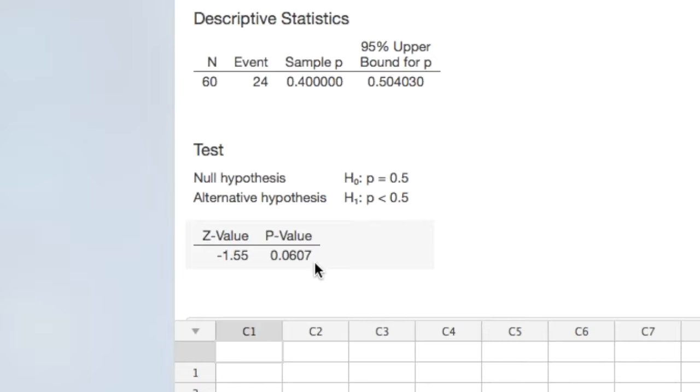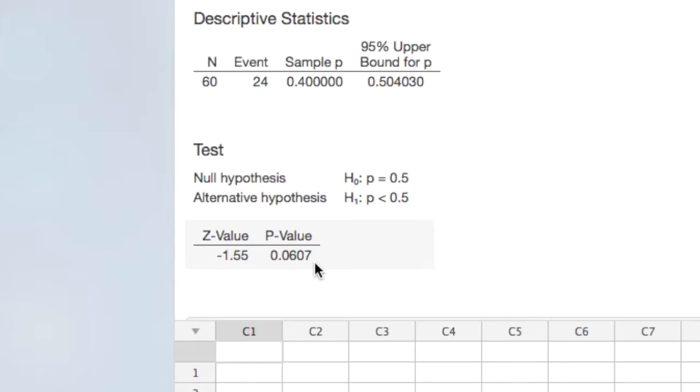Step 4, decide between the null and alternative hypotheses. We compare our p-value to our alpha level. We'll be using a standard alpha level of 0.05. Because our p-value is greater than 0.05, we fail to reject the null hypothesis.